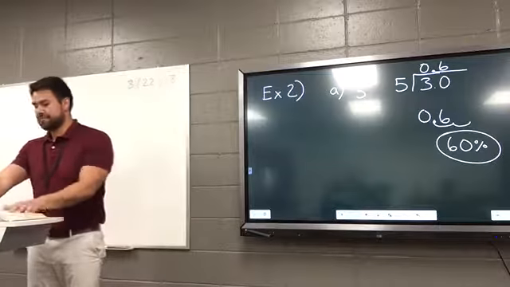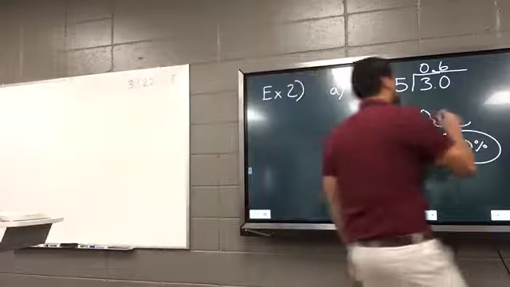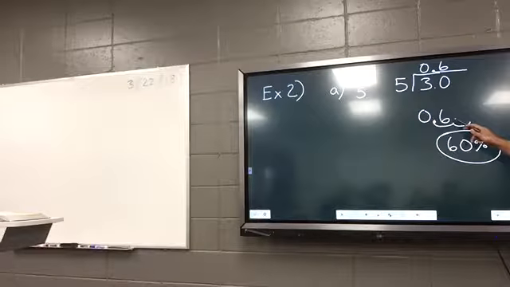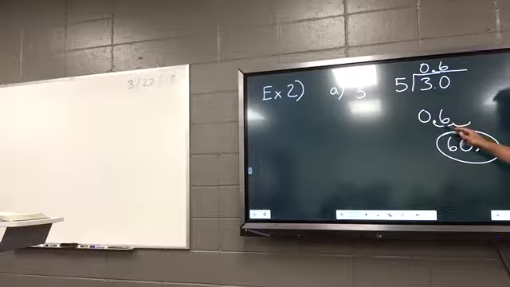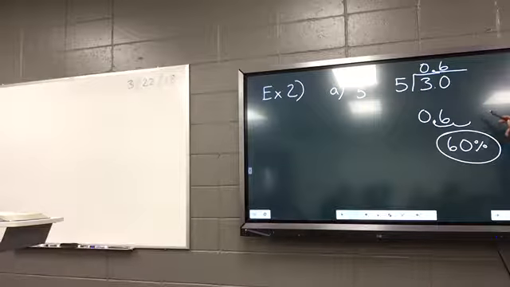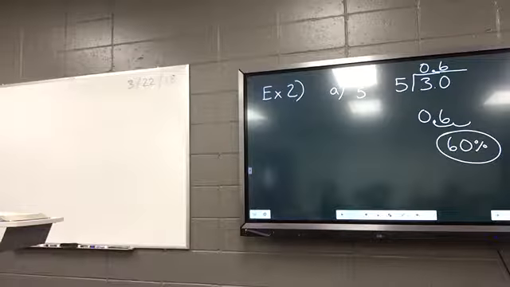Yes, ma'am. Why do you move it to the right instead of the left? That's a good question. When I'm taking this decimal, I want to multiply by 100. So multiplying means you move it to the right. Dividing would be to the left. We're going to do that a lot with scientific notation, and you got to remember right and left. That's going to help you out.